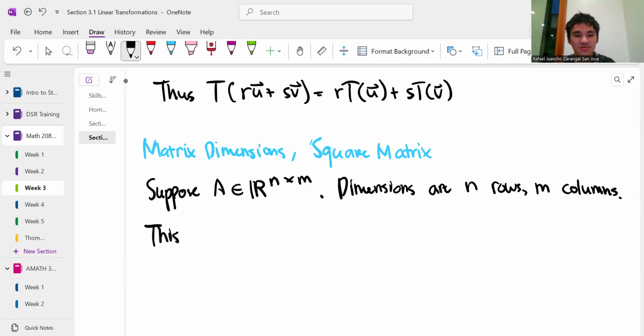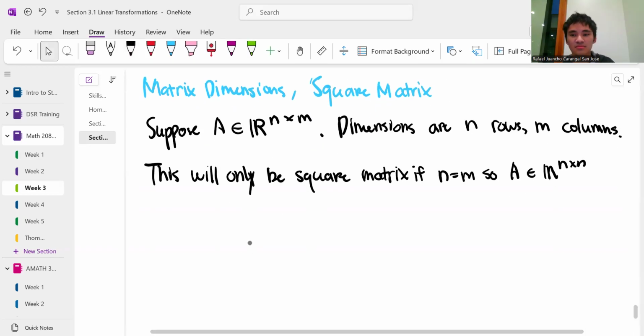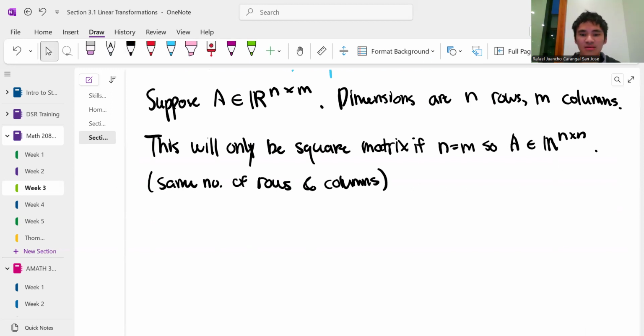Here's the square matrix. This will only be a square matrix if n is equal to m. So n by n. In other words, same number of rows and columns, right? Cool. Guess what the theorem here is?